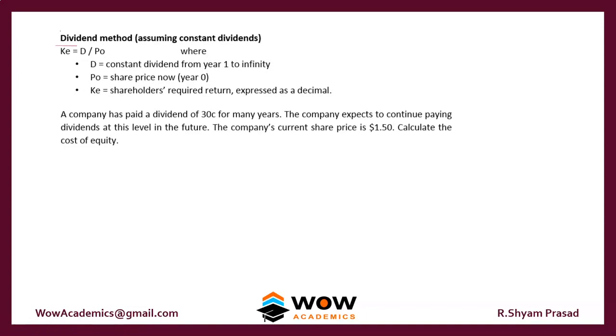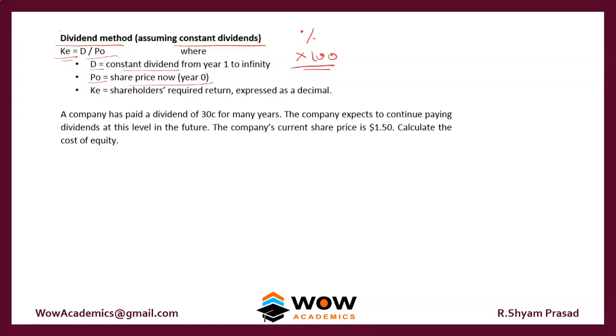So in the dividend method, the first one is called constant dividends, where this is the formula. KE refers to cost of equity, D divided by P0, where D refers to the constant dividend and P0 refers to the price today, or we call it the 0-year price. So that is about the formula here. Usually all these formulas are expressed in terms of percentages, so multiply by 100 even if the formula doesn't have the number.